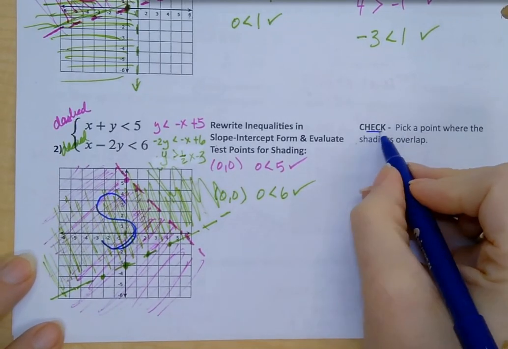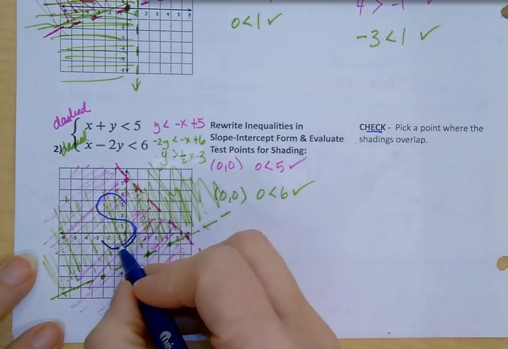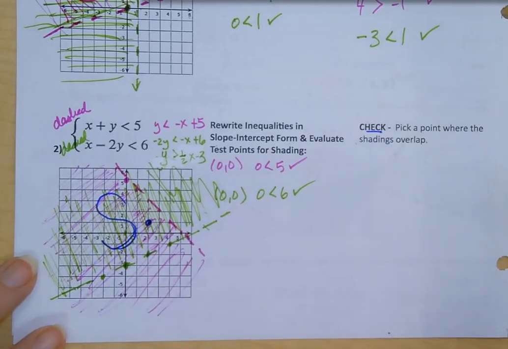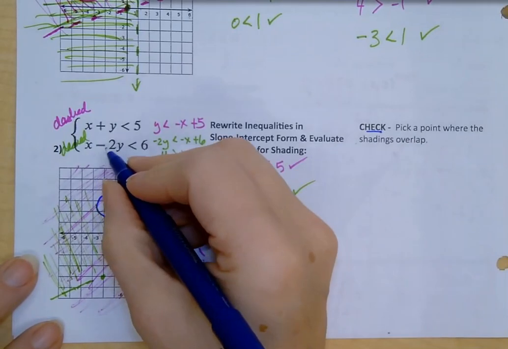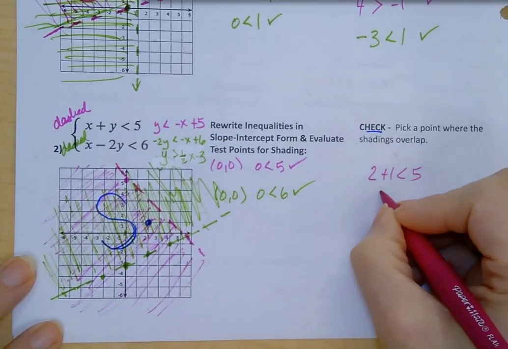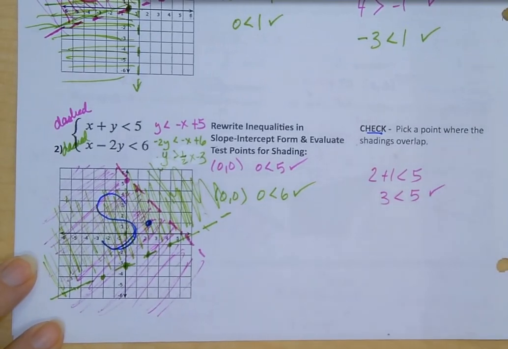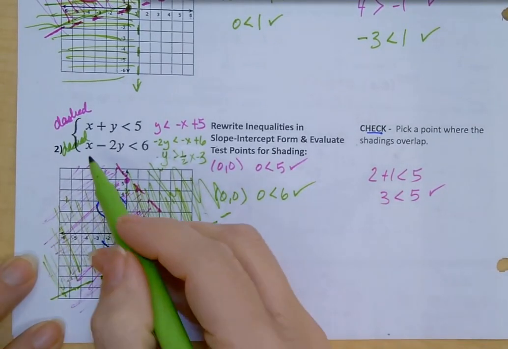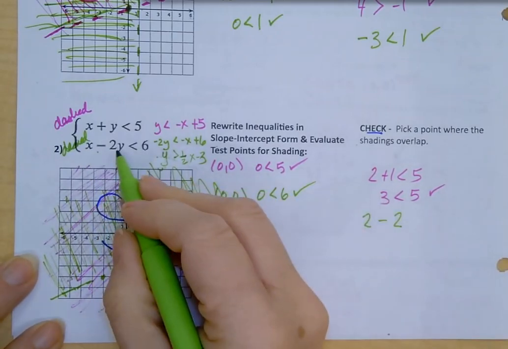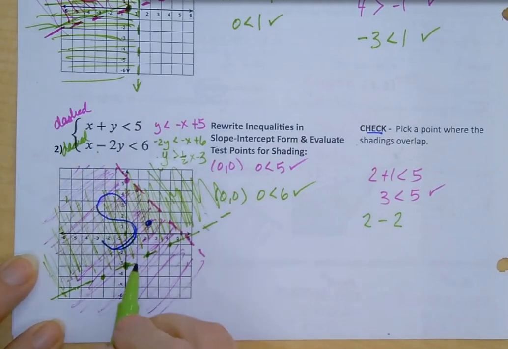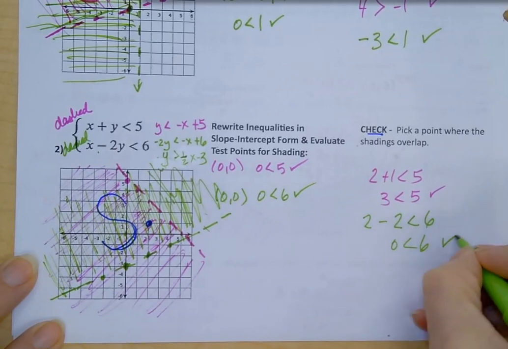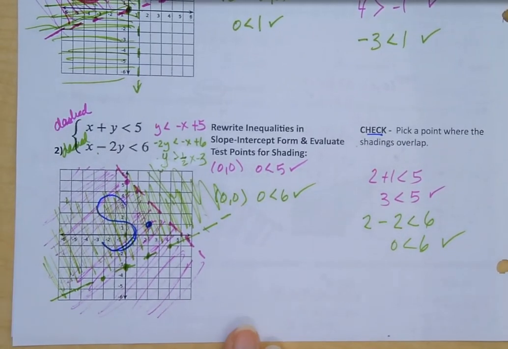We like to do a check, just pick one of those points in there, and so I'm going to choose, why don't I say 2, 1, just for kicks. You can choose anything you want. In my first inequality statement, that would be 2 plus 1 is less than 5. 3 is less than 5, check, that is true. 2 minus 2, right, if I'm plugging in 2, 1, 2 minus 2 is less than 6, and 0 is less than 6, check. That means I got it right.